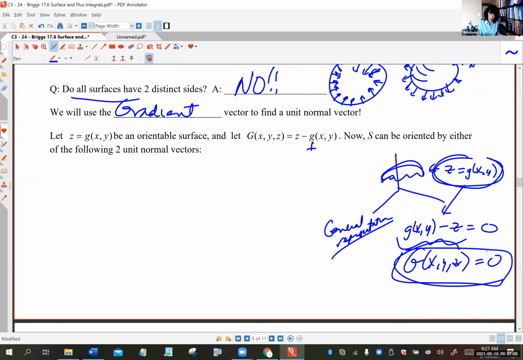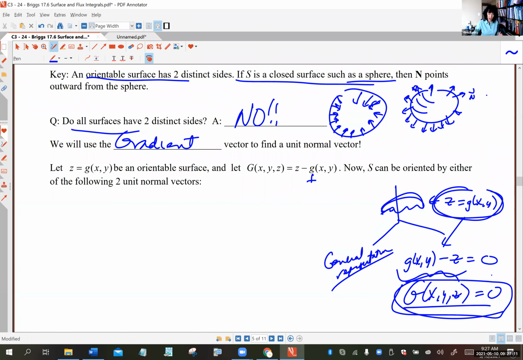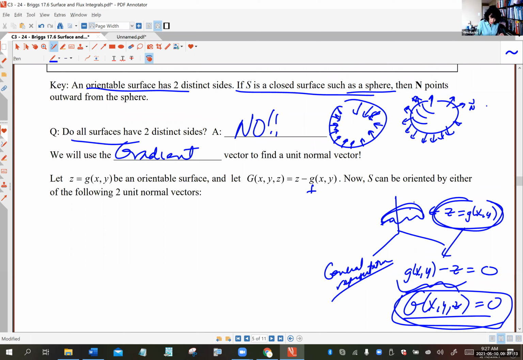So once you've got this, you go get the gradient of big G, and that will give you something that's orthogonal to your surface. So here's del G sticking out of the surface like that. And we're just going to unitize it. That's all. So N is going to be the unitized gradient. You guys know how to unitize vectors.